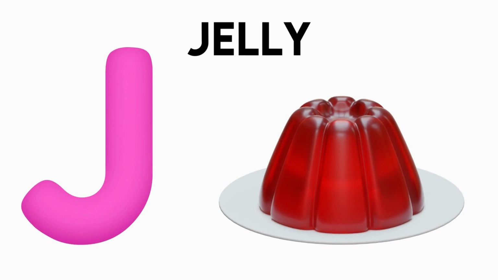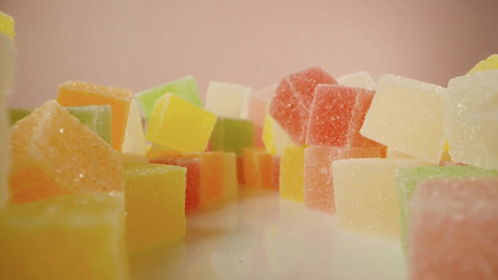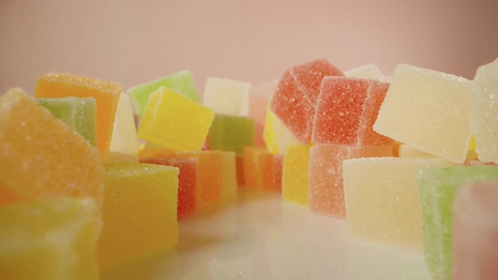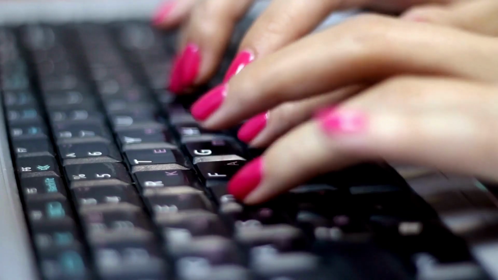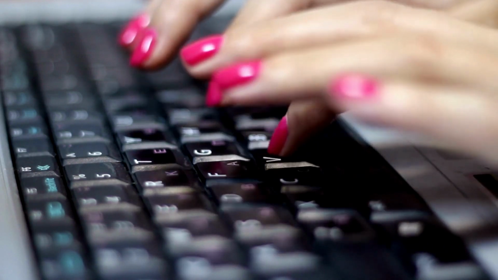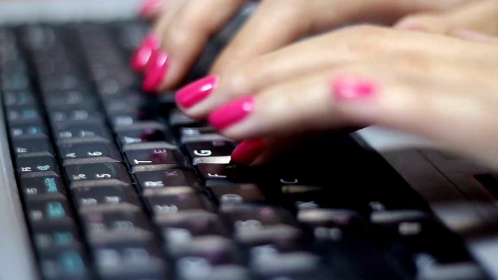J is for jelly. Jelly. Jelly. J, jelly. K is for keyboard. Keyboard. Keyboard. Keyboard.